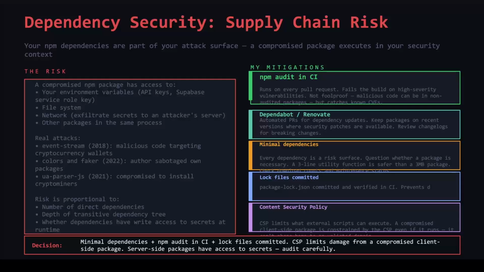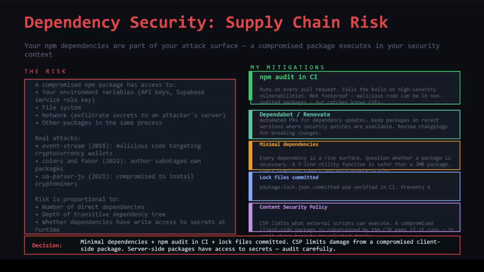My mitigations. npm audit in CI. This fails the build on high severity CVEs. Dependabot for automated dependency update PRs. Minimal direct dependencies. Every package is a liability. A 3-line utility function is safer than a 3 megabyte package. Lock files committed and verified in CI. This prevents dependency confusion attacks.